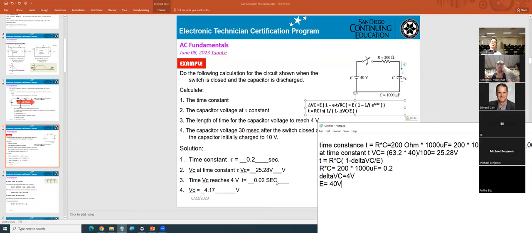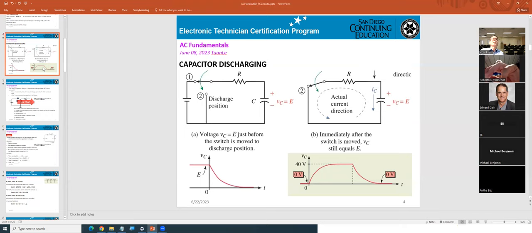The key point, you have to understand what that means for delta Vc equal 4 volt. Why equal 4? And also the value of E. How come E equals 40 volt? That's our source voltage, yeah.